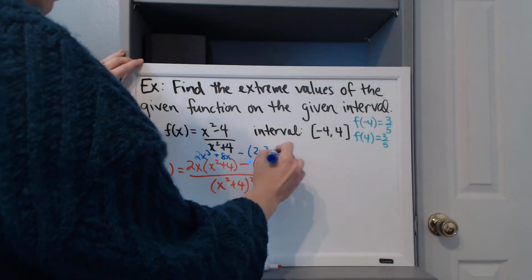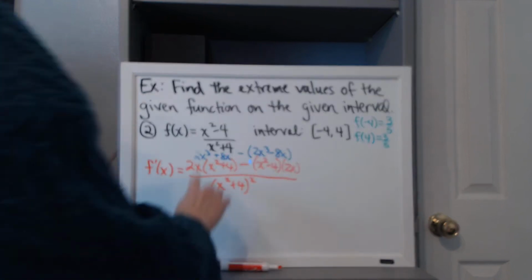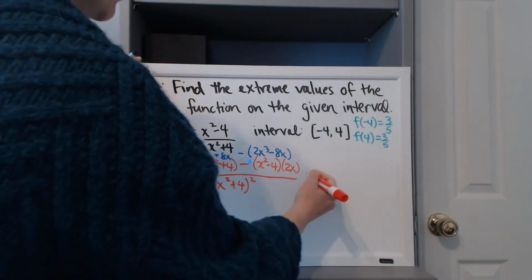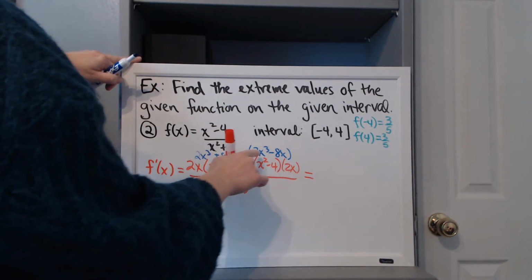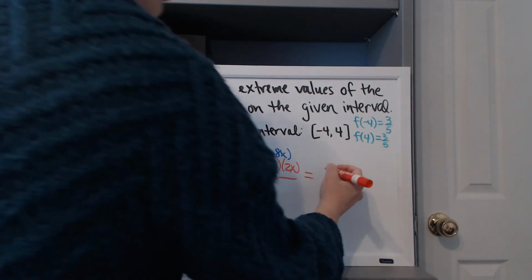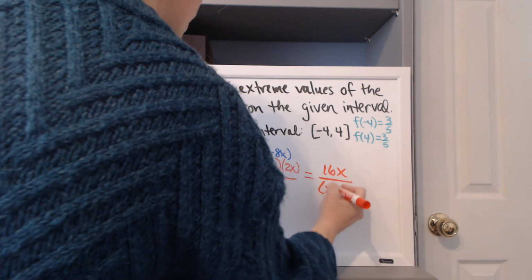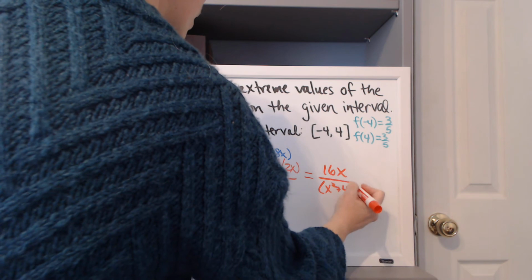2x cubed minus 8x. And then when we go ahead and distribute there and simplify everything, the 2x cubed minus 2x cubed will cancel. We're going to get an 8x plus 8x. So that's going to leave us with 16x over the quantity x squared plus 4 squared.